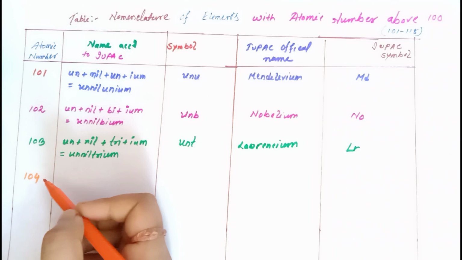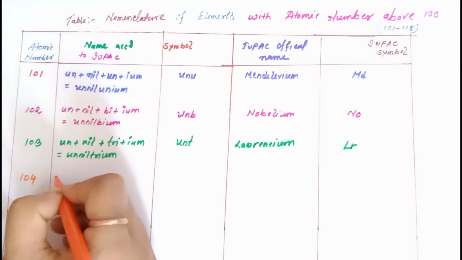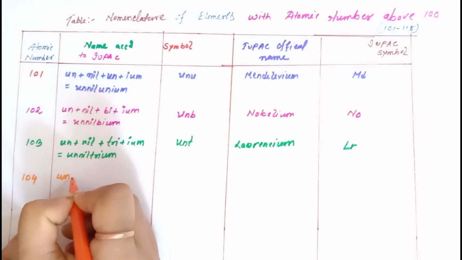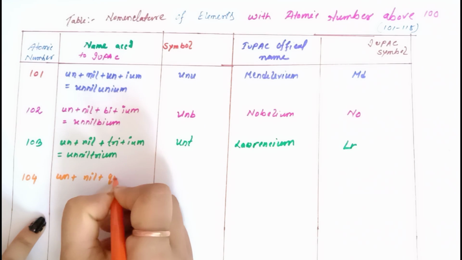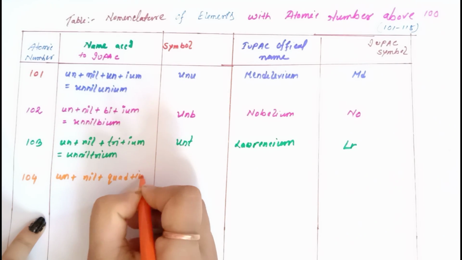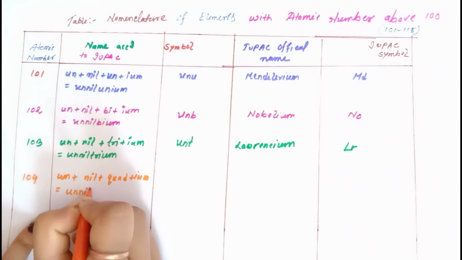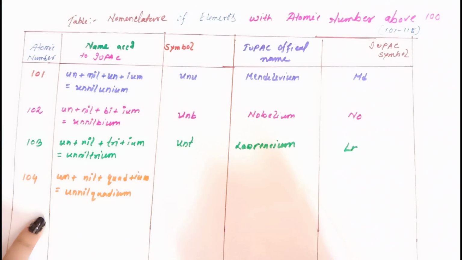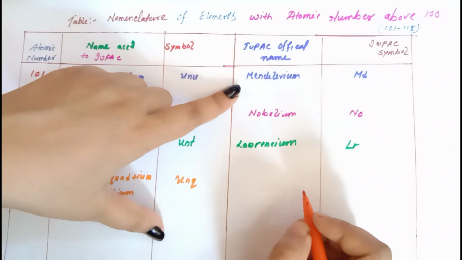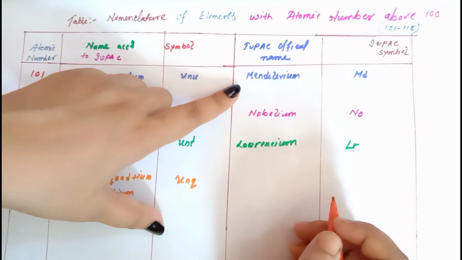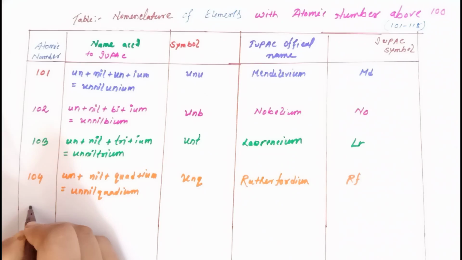Next atomic number is 104. See, the name according to IUPAC will be what? 1 for un plus nil plus quad plus ium. Unnilquadium. It is symbolized as Unq, and the IUPAC official name was Rutherfordium, and it is symbolized as Rf.